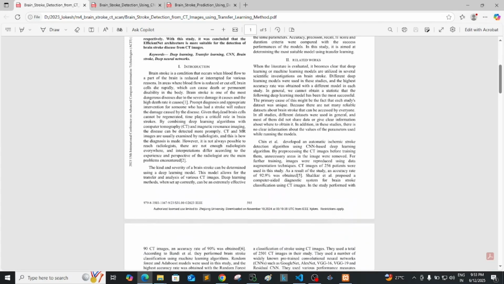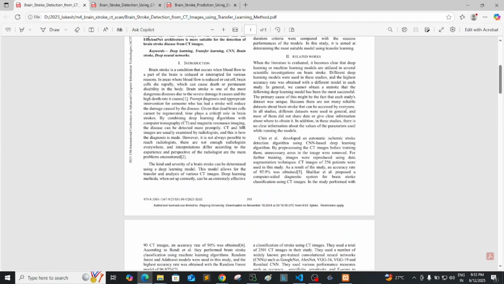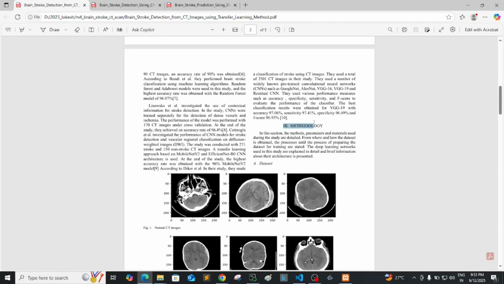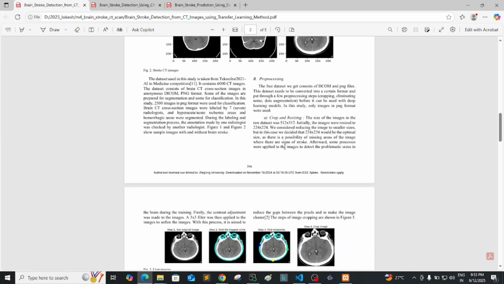Throughout the paper you need to concentrate mainly on its methodology. Methodology is the most important part. Here only they will present what they are doing. When you check the data set, mainly they are using a data set which contains around 6000 CT images, DICOM images and PNG format images.